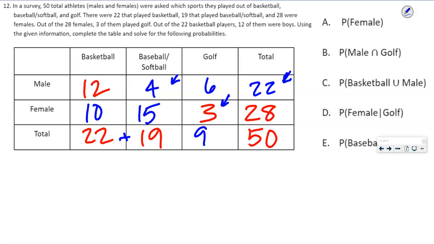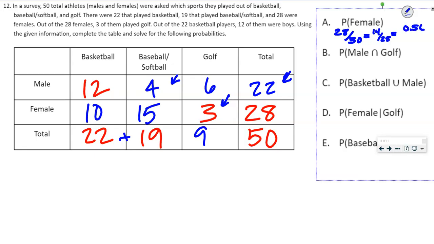Okay, so then it says find the probability that someone's female. Okay, so how many females do we have in the whole table? 28, right? 28 out of our 50, yes. And so that's going to reduce to be 14 over 25. That's going to be equal to 0.56, which is 56%.